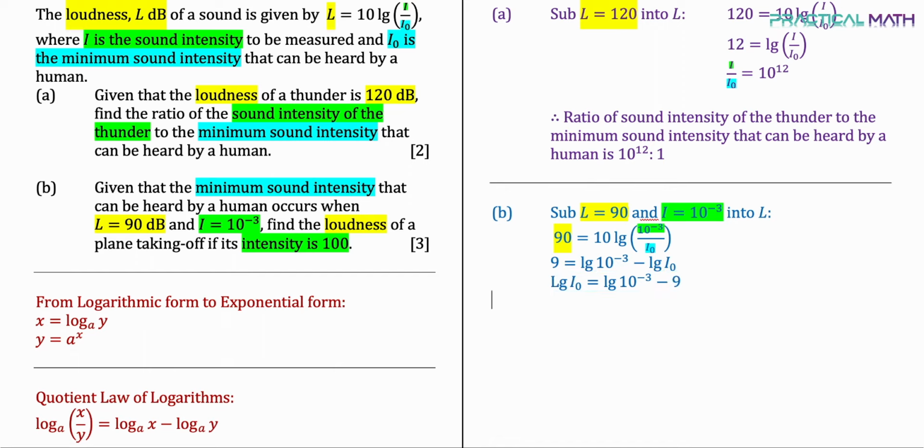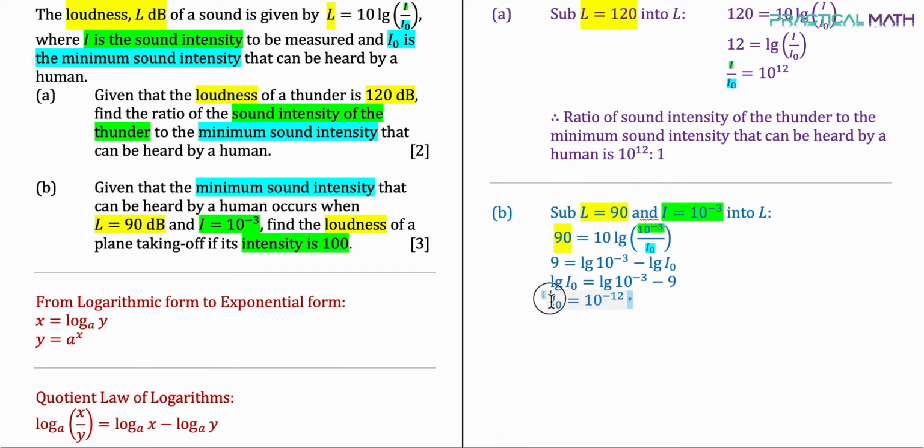Having said that, what we can be doing now is to solve for I naught. To be able to solve for I naught, we press this thing out in the calculator, and this will actually give us negative 12. Consider the fact that LG has a base of 10, so using the logarithmic form to exponential form again: 10, base of 10, push to the other side up, 10 to the power negative 12 equals I naught. So let me just type it out. I naught is equal to 10 to the power of negative 12.